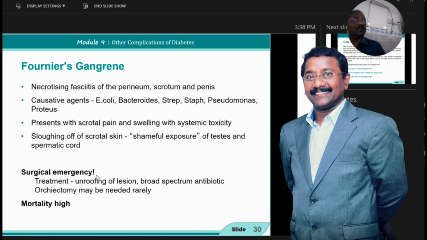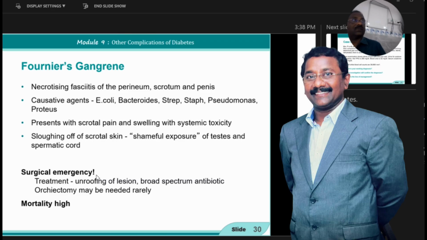All that area is necrotized. Causative agents are E. coli, bacteroides, streptococci, staphylococci, pseudomonas and proteus. There is extensive scrotal pain and scrotal swelling with systemic toxicity. So fever, high grade fever, chills and rigors, etc. Sloughing of the scrotal skin, with exposure of the testis and the spermatic cord.